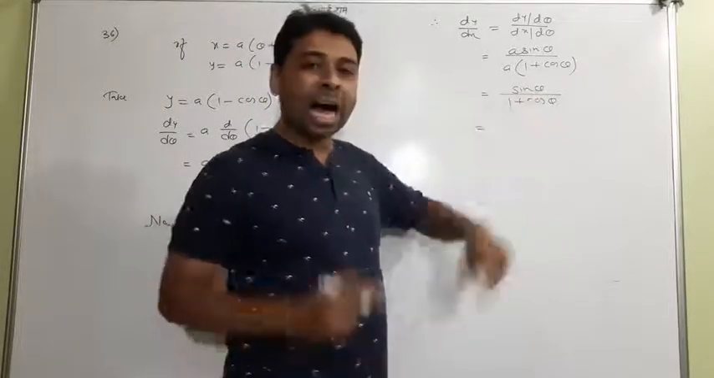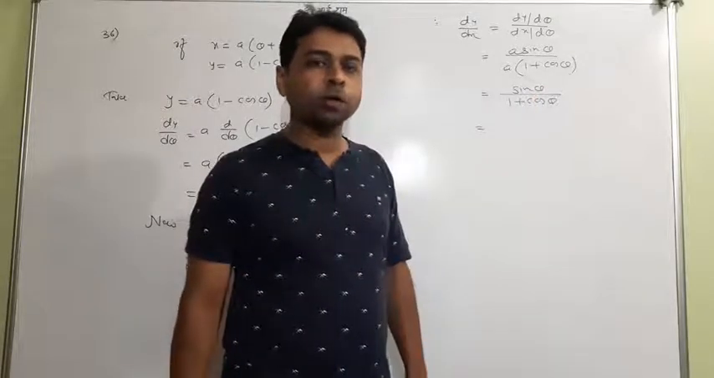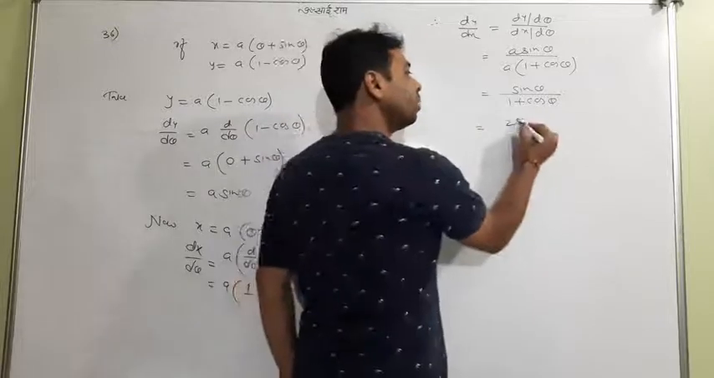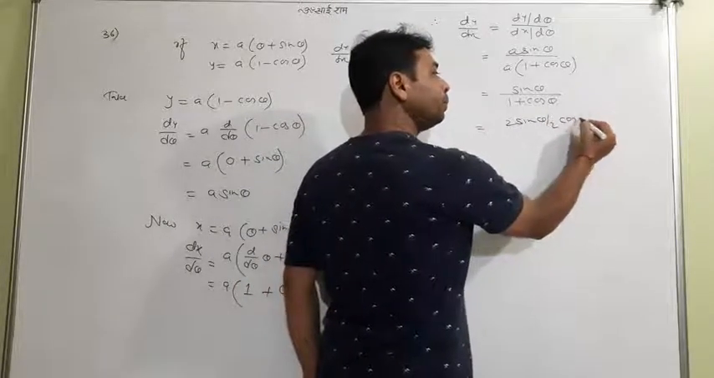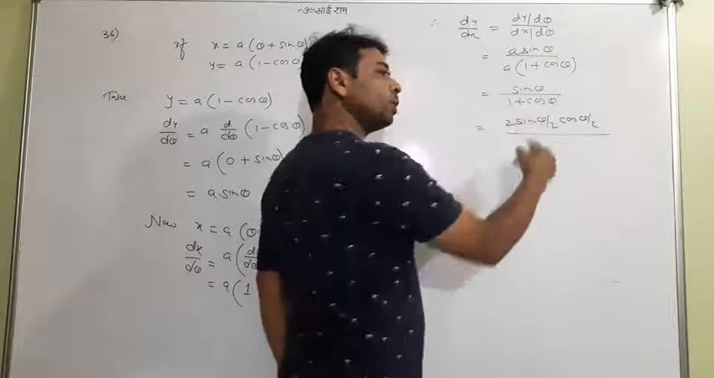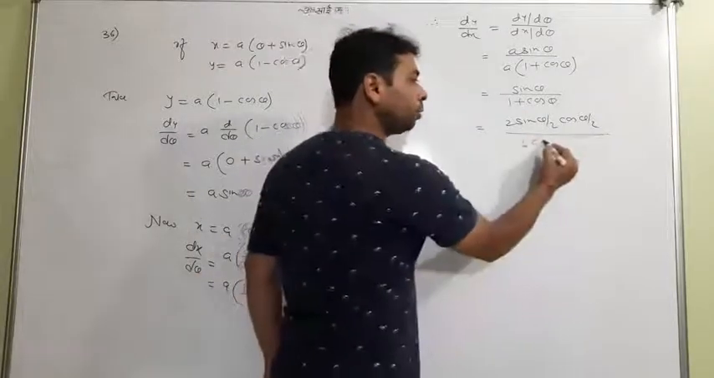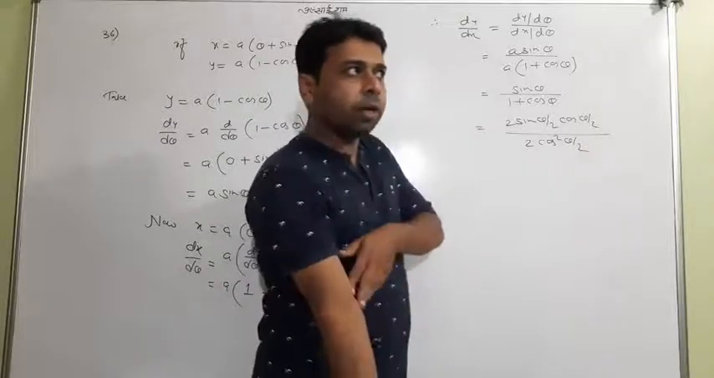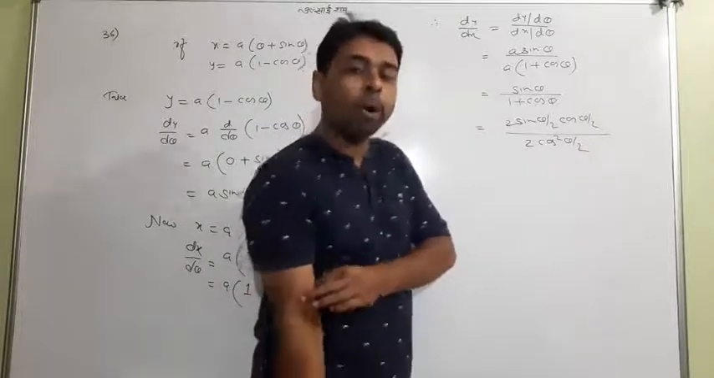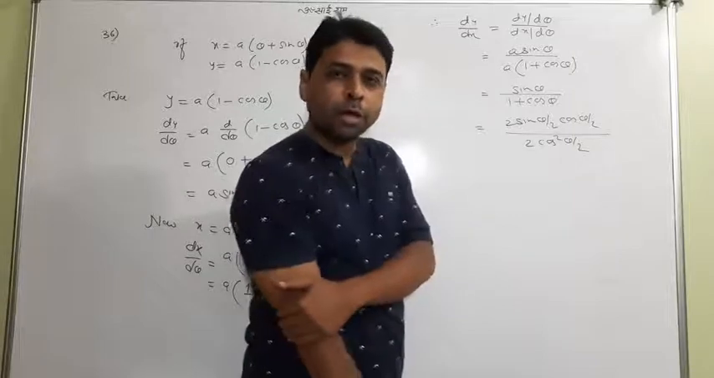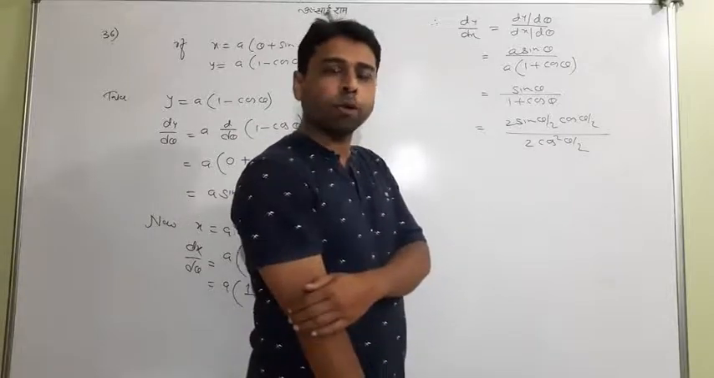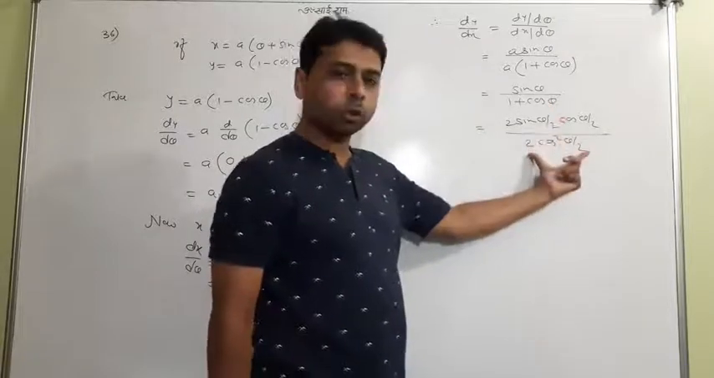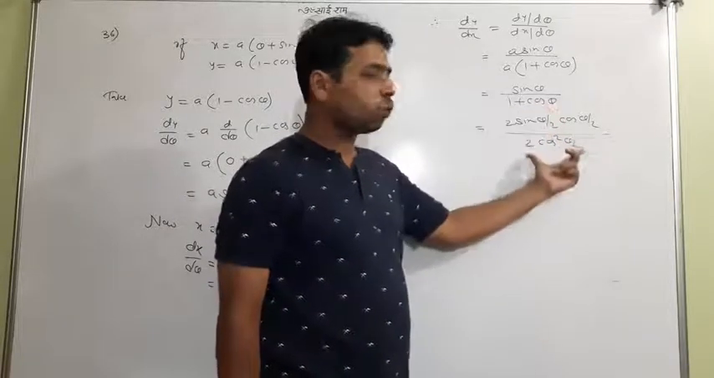Sin theta can be written using the half angle formula of sin 2 theta. You know sin 2 theta is 2 sin theta cos theta. So the half angle of sin theta is 2 sin theta by 2 cos theta by 2. And 1 plus cos theta is 2 cos square theta by 2. Many times, when I taught you differentiation by trigonometric substitution, I taught you two special, important formulas: 1 plus cos theta and 1 minus cos theta. So 1 plus cos theta is 2 cos square theta by 2 and 1 minus cos theta is 2 sin square theta by 2.